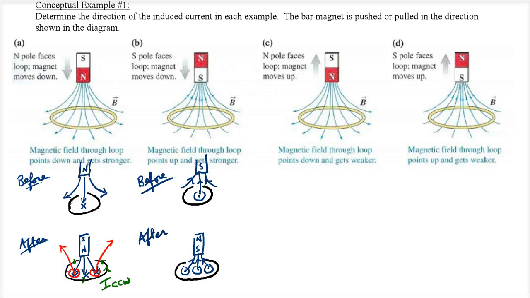So the magnetic field through the loop points out of the plane of the loop and is getting stronger in the outwards direction. So the flux is increasing out of the plane of the loop, and whenever we have an increasing flux, the induced magnetic field will point in the opposite direction of this original field.